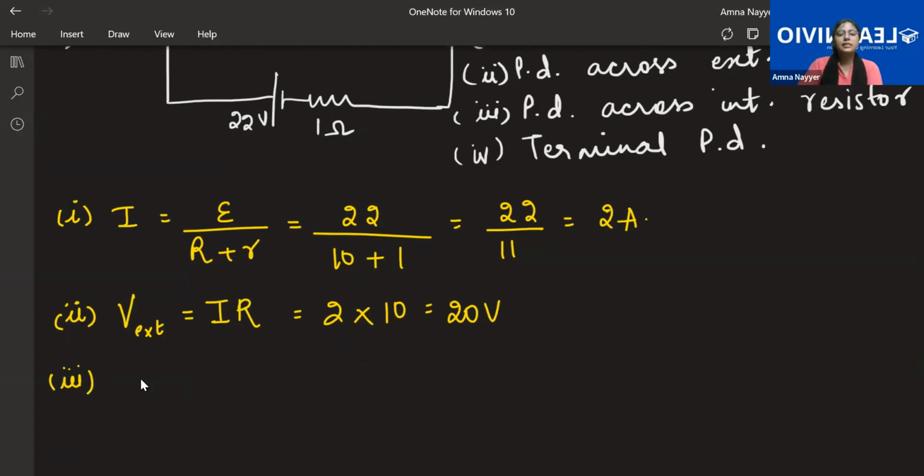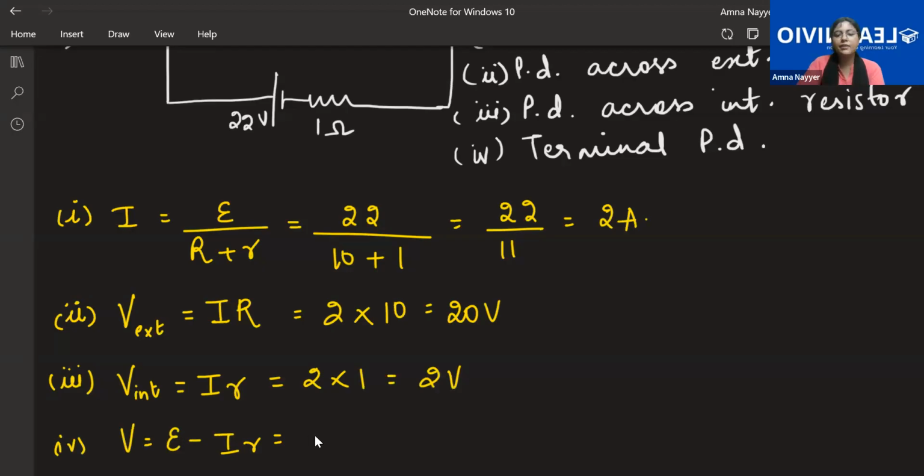Potential difference across the internal resistor: take the current and multiply it with the internal resistor. Current is 2, resistance is 1, so 1 into 2 is 2 volts. Now it says terminal potential difference. Even if we go by the formula V is equal to E minus Ir, EMF is 22 minus I is 2, small r is 1. 22 minus 2 is 20 volts. Because this is the definition of terminal potential difference, the answer had to be the same.